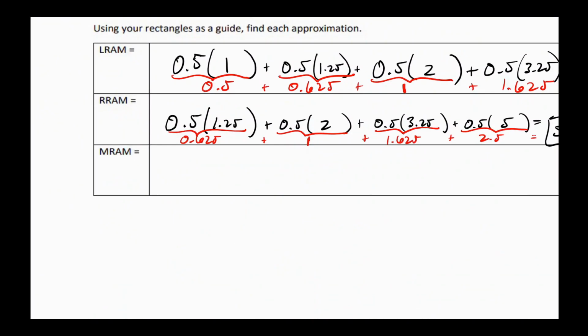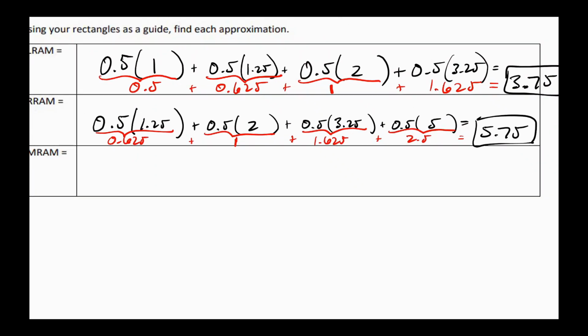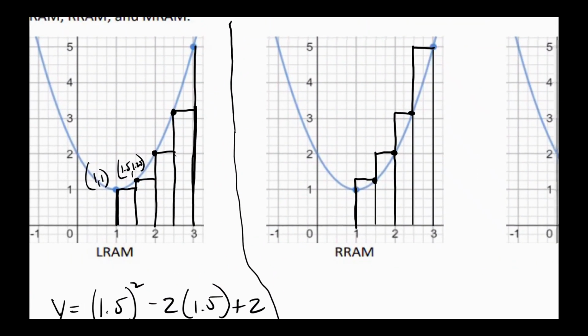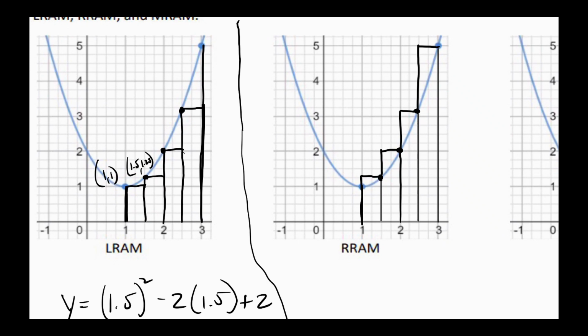So what I got was this. Okay, I got 5.75. 5.75 total area of all of them. So one of them is bigger than the other. Which one is a better estimate? Which one of left or right is a better estimate for area under the curve? Or are they both about the same?